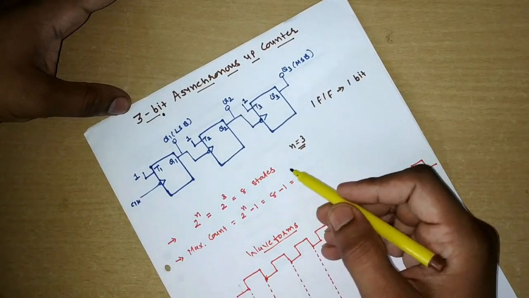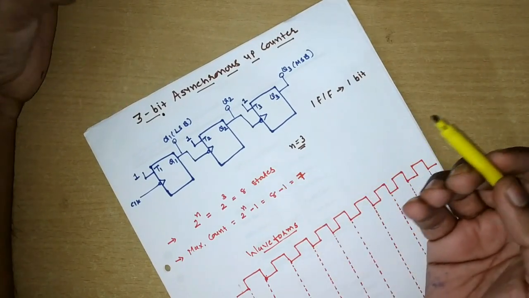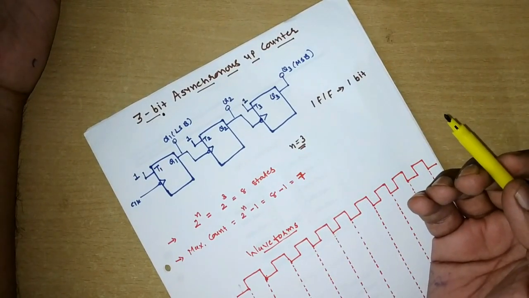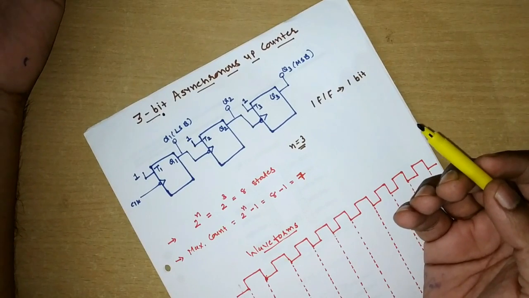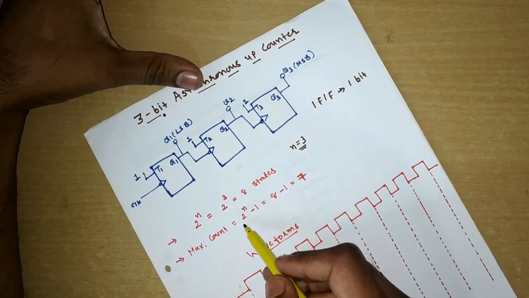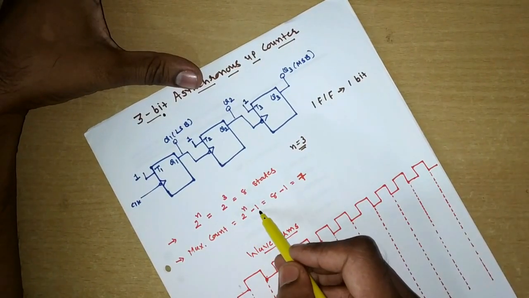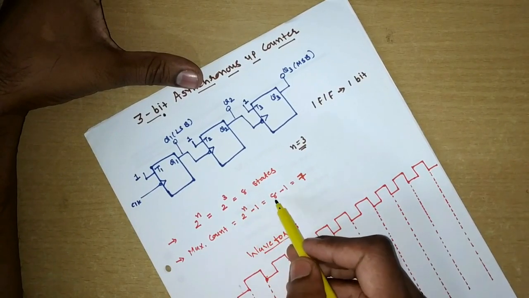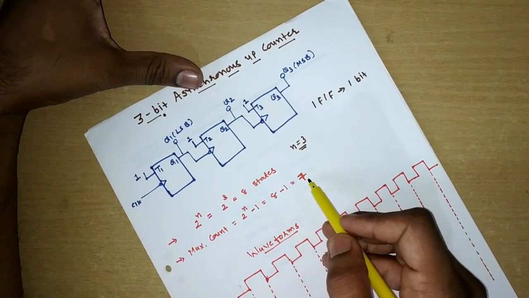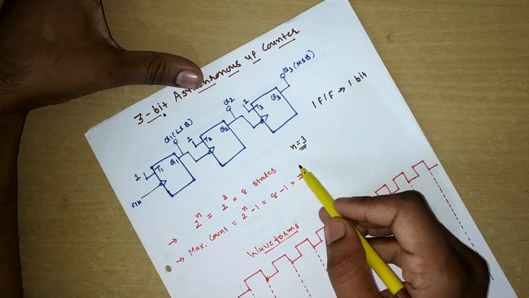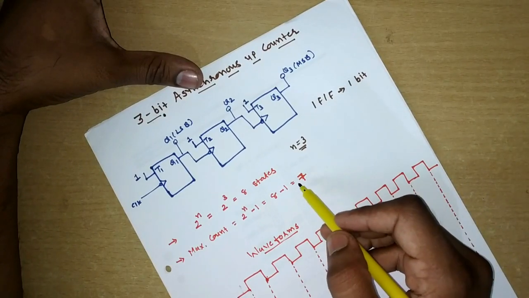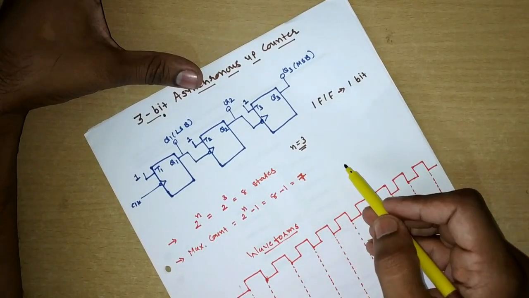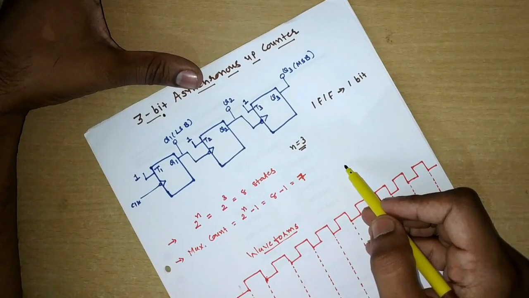And what will be the maximum number that we can count? Because when we design the counter, we must be able to know that, right? The maximum number that we will be able to count is given by 2^n minus 1. 2^n we have already gone through, that is 8, minus 1, that is 7. So maximum 7 that we can count. We start from 0 and go up to 7.